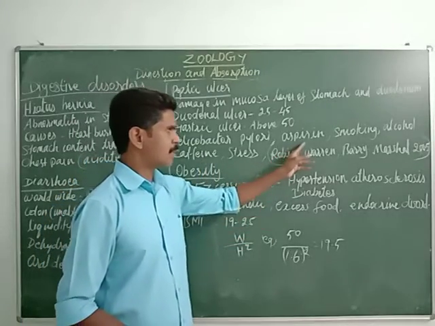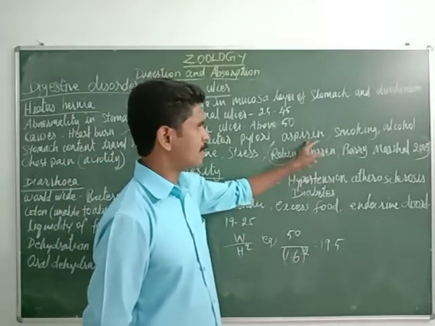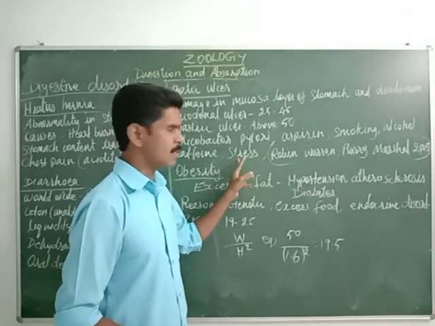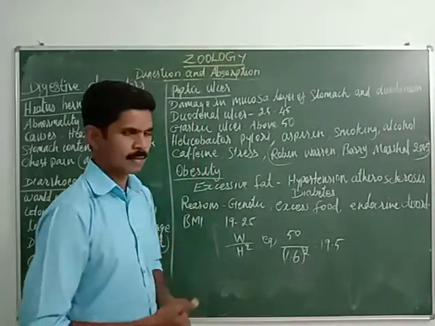Then increased consumption of aspirin. Here aspirin means the medicine. Then smoking, alcohol, coughing, and more stress. These are the reasons for this peptic ulcer.